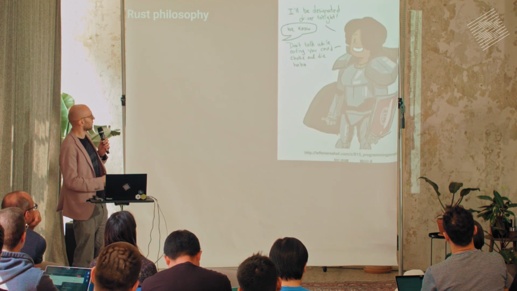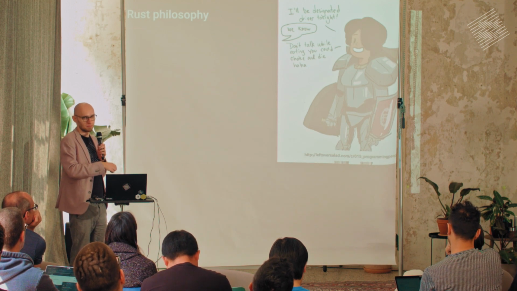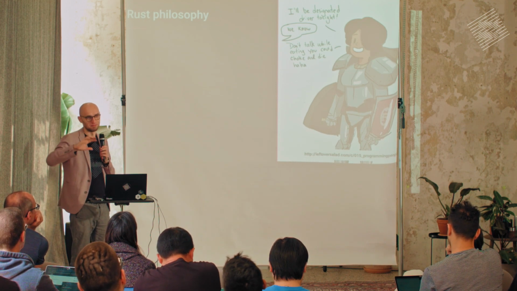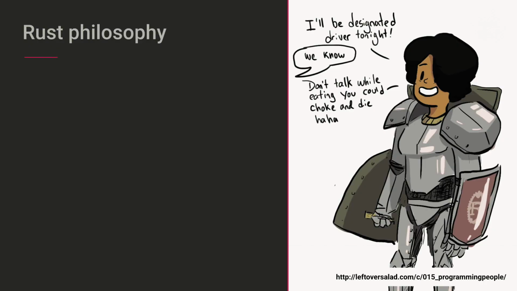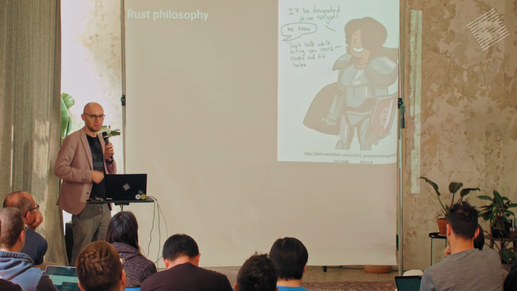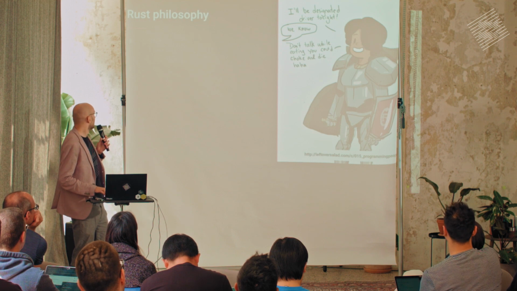There's a kind of cool cartoon on a programming page that has drawings of the programming languages as people, and Rust is a character in a full suit of armor with two shields, saying, "I'll be the designated driver tonight," and "Well, don't talk while eating, you can choke." That's kind of like the annoying borrow tracker compiler stuff, and it's kind of true.